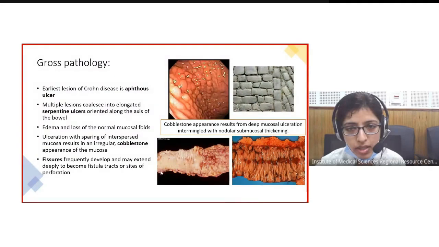Also, fissures can develop, very frequently, because there is transmural involvement. So these fissures, when the inflammation extends deep, may even extend deep enough to become fistula tracts. That is abnormal communication with another part of the bowel, or they can even perforate.